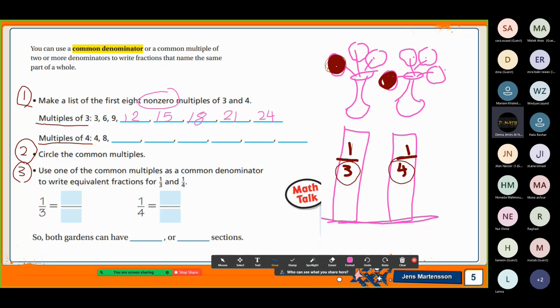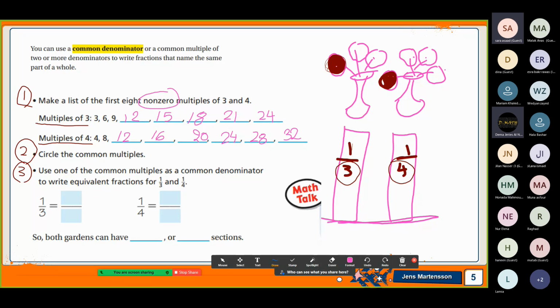Then multiples of 4. 4 times 1, 4. 4 times 2, 8. 4 times 3, 12. 4 times 4, 16. 4 times 5, 20. 4 times 6, 24. 4 times 7, 28. And 4 times 8, 32.